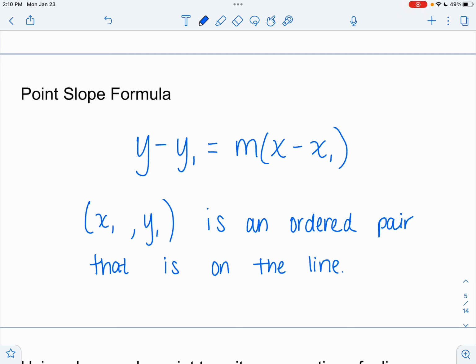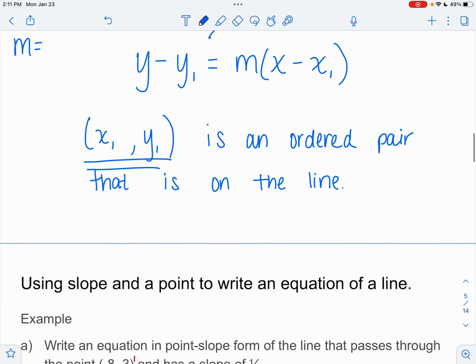So again, you might see some similarities between this and y equals mx plus b. It's because typically what we usually use point slope form for is to eventually change it to y equals mx plus b. But the first couple of examples, we won't be doing that quite yet. So what we need in order to use this formula is the slope, we need m, and then we need an ordered pair, this x1, y1, and those will be actual values.